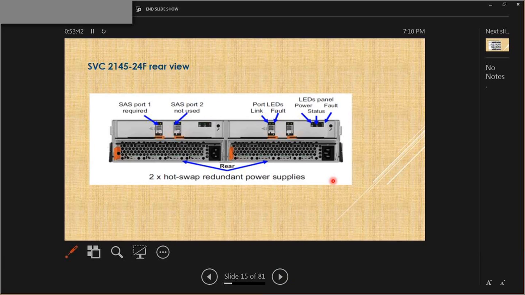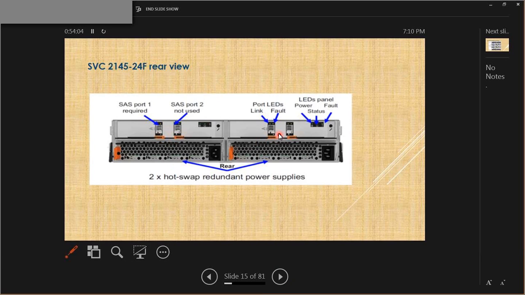Okay, so now let us look at the rear end of it. So this is how it looks from the rear end. As I told you before, we have SAS connectivity. Once we talk about SAS connectivity, we have the SAS ports. These are the ports where your SAS connectivity happens between your node and the extension enclosure. One SAS port is this, another SAS port is this, and this other SAS port is not utilized currently.